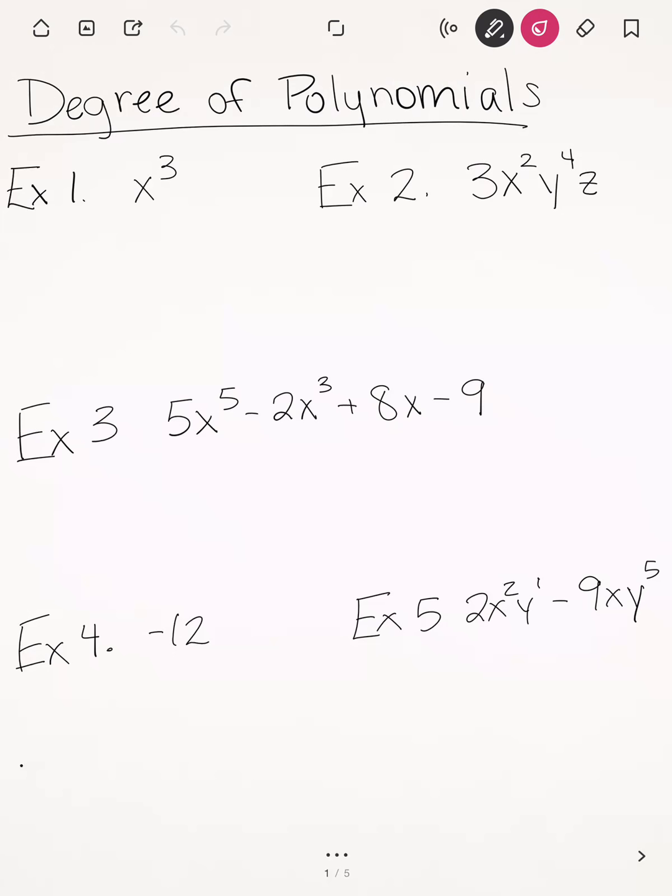So looking at this, we have one term, it's x cubed. So the degree of this is 3. We're just looking for the biggest exponent of the polynomial.